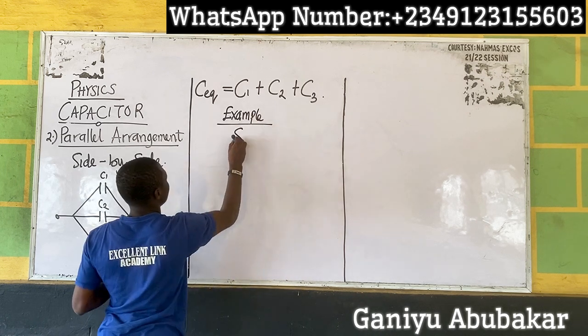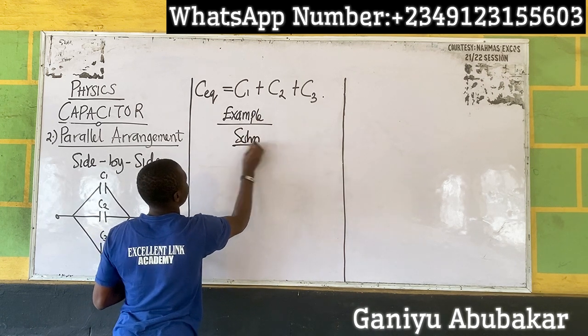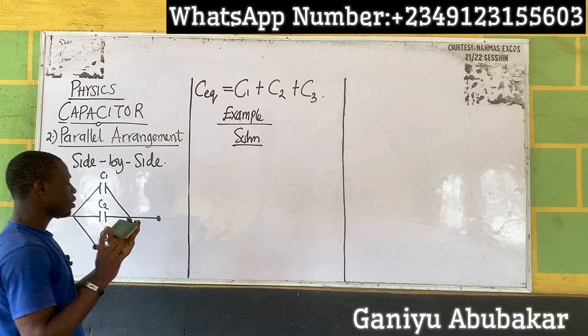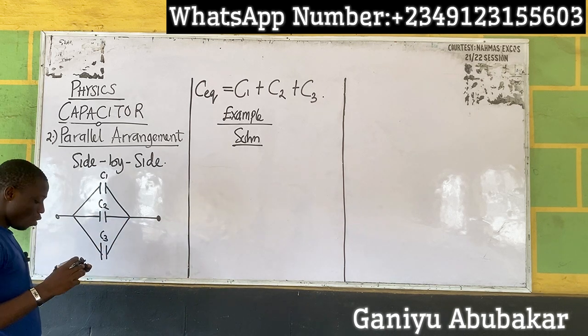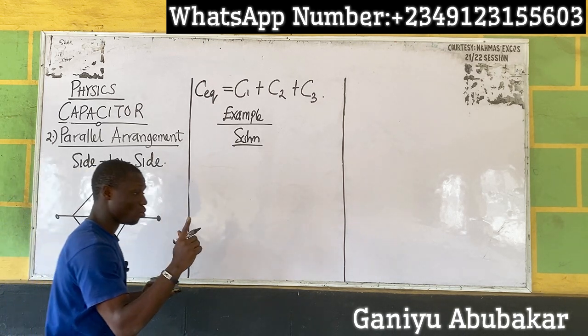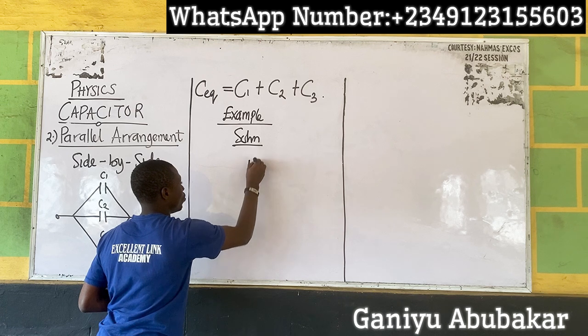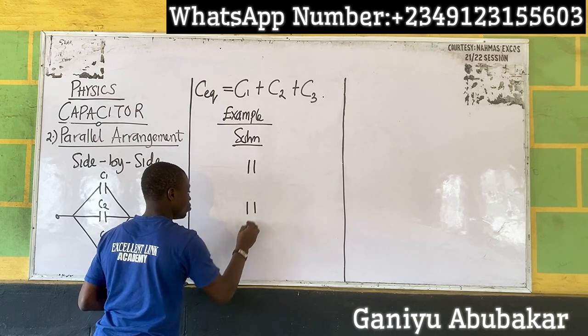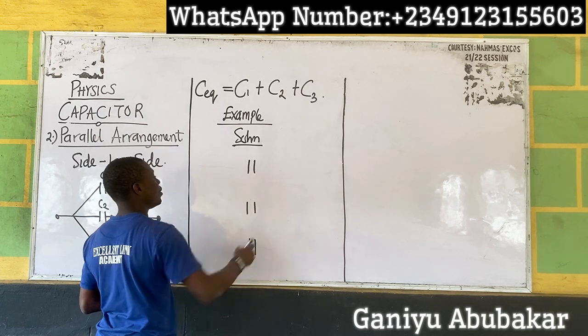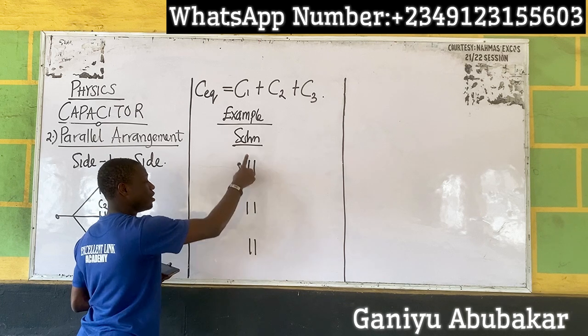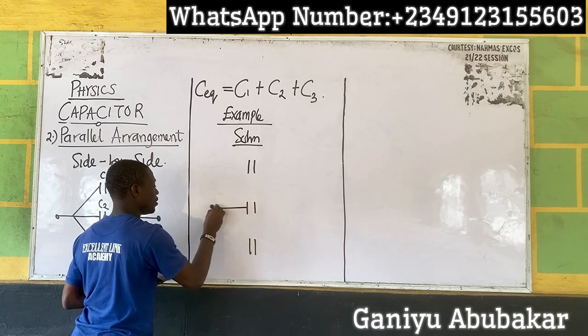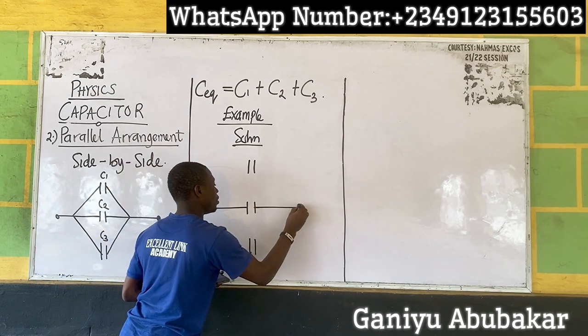So it says solution. Let's start with the parameters first. It says three capacitors of capacitance. So I have three capacitors, 1, 2, 3. In the previous example they were in series, that's why I had this format. So I have this point here.